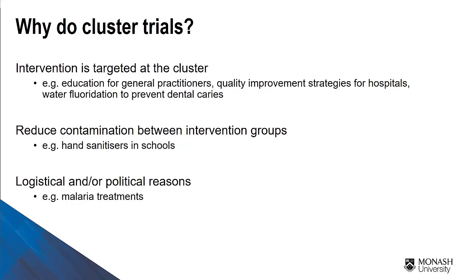And of course, there are logistical and political reasons. For example, if we were rolling out malaria treatments, it would be very difficult to potentially only apply those treatments to some individuals within a household. And so we generally would have households being the unit of randomization, or villages, communities, for example.